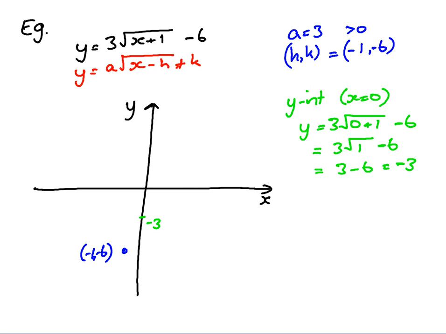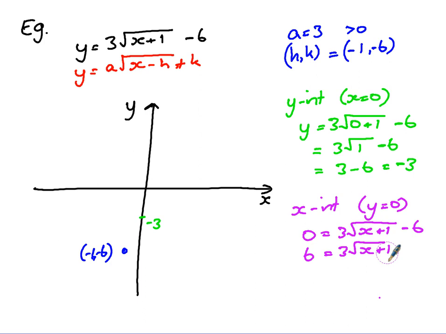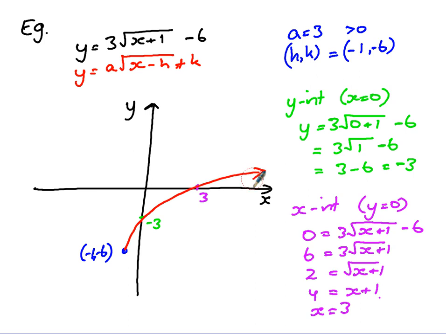The other one we're going to do is the x-intercept. y is equal to 0. So 0 is equal to 3 square root x plus 1 minus 6. Let's add 6 to both sides. Let's divide by 3, square both sides, and subtract 1. x is equal to 3. Okay, so it equals 3 there. And so with our parabola, what we're looking at doing is going in that general direction.